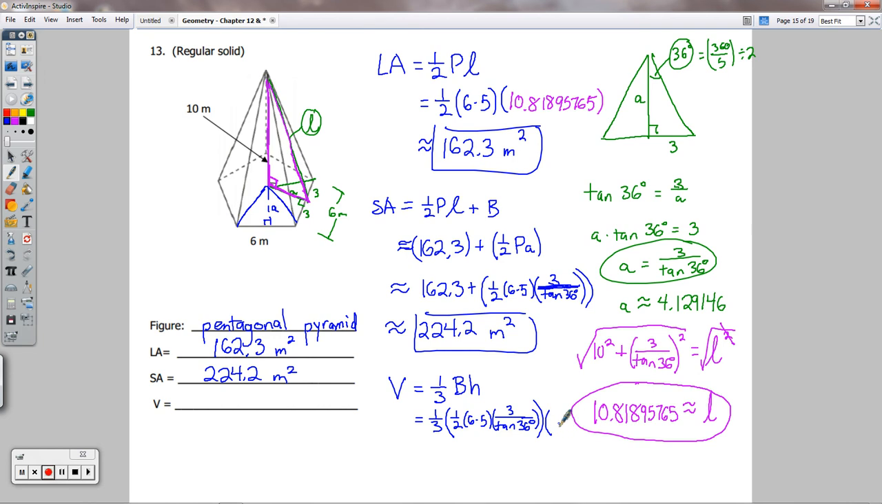And then you've got the apothem. Well, that's already in there. But the height, I mean. So the height is 10. So if we put this into a calculator, it looks like we get about 206.5 meters cubed.